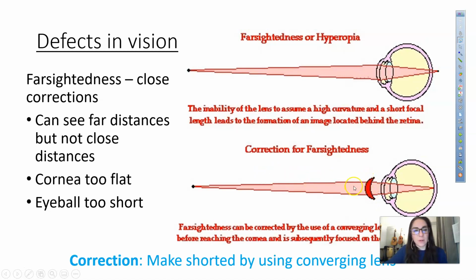Your cornea is too flat or your eyeball's too short, so one of these or both. But you use a converging lens to fix that.